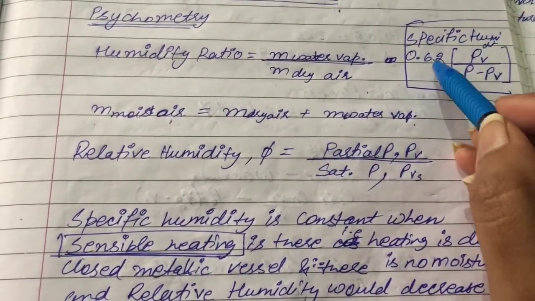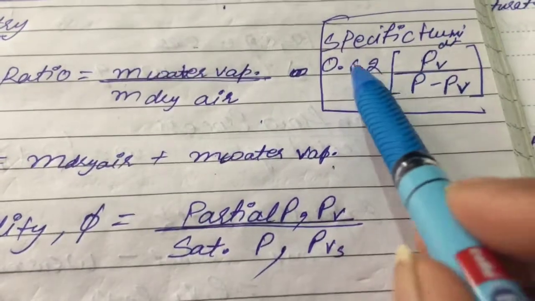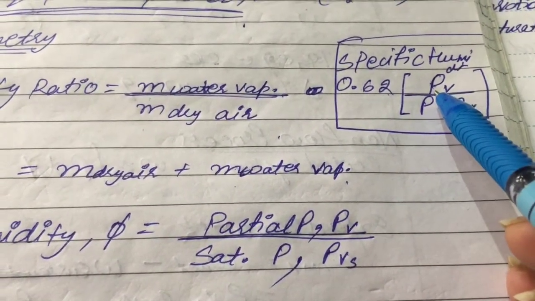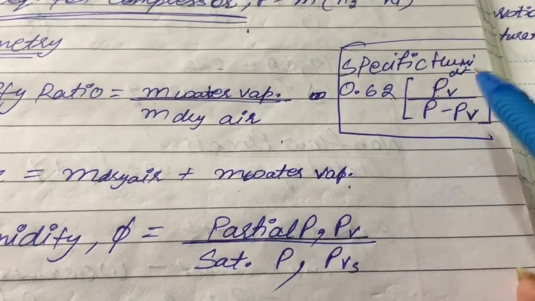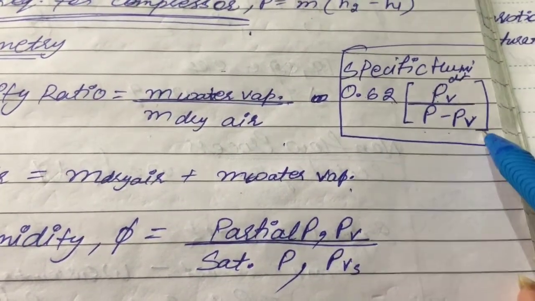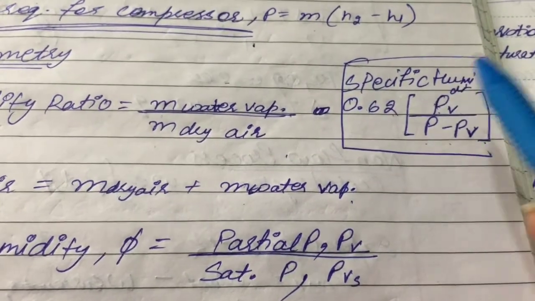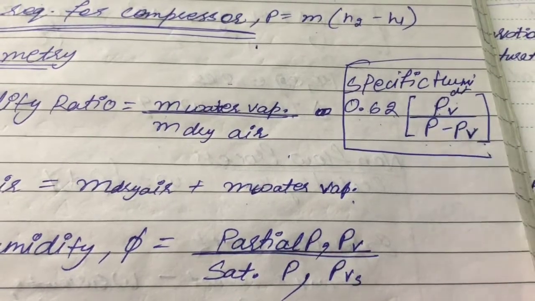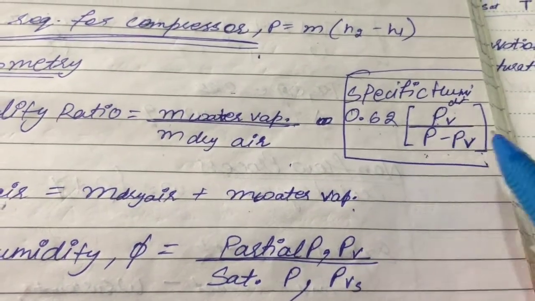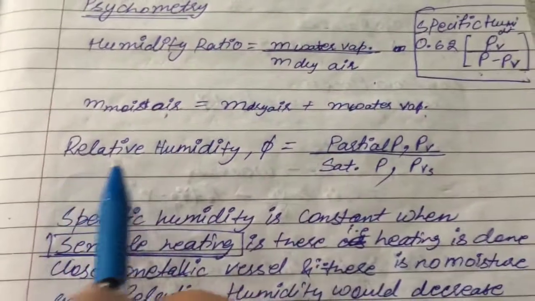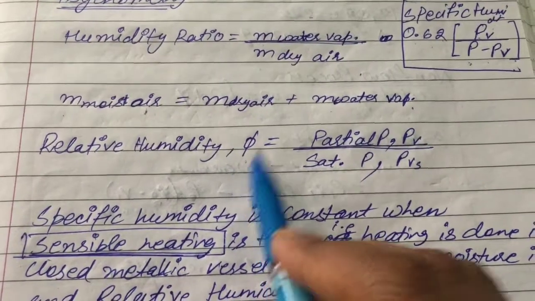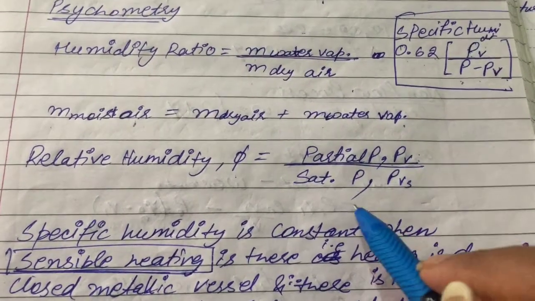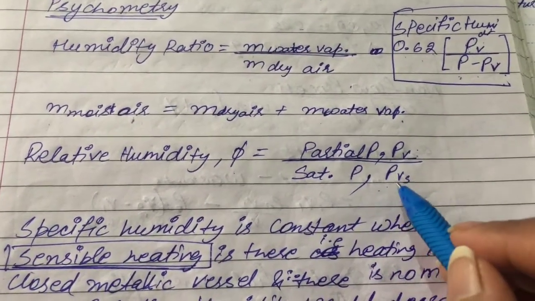Specific humidity is equal to 0.62 into partial pressure upon pressure minus partial pressure. I repeat, specific humidity is equal to 0.62 into partial pressure upon pressure minus partial pressure, and relative humidity, indicated as phi, is equal to partial pressure, denoted as PV, upon saturated pressure, denoted as PVS.